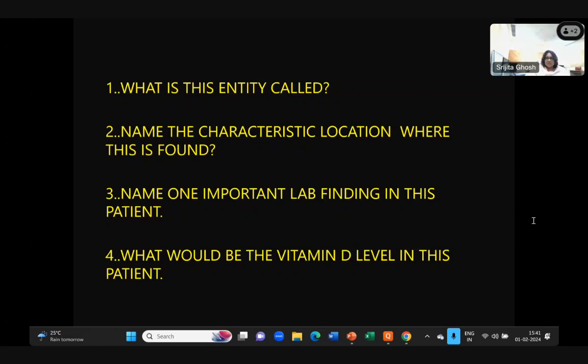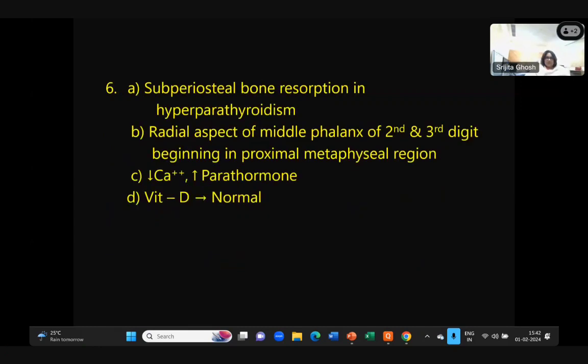Lab finding. Come on. Important lab finding. One important lab finding. ALP. What about the serum calcium and parathormone level? What would be the vitamin D level in this patient? Normal, if it's a case of primary hyperparathyroidism. Okay, so these are the possible things which can come. Low calcium, raised parathormone, vitamin D normal.